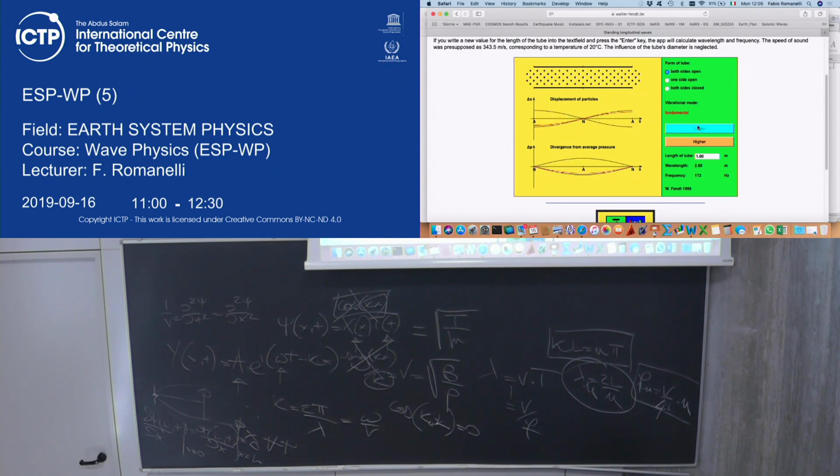Let's go back to the fundamental. What if now I close both sides? Uh-oh. Nothing is changing in these formulas here, but what we have to change is the eigenfunction. Because now displacement has to be zero on the two edges, and pressure will be maximum. So what we have to do is reverse the plot. What I'm trying to tell you is that actually the modes in air columns and strings have the same pattern, but we have to remember the differences.